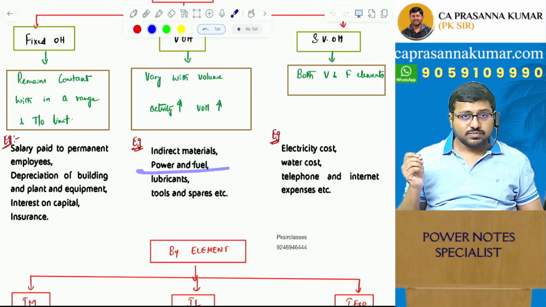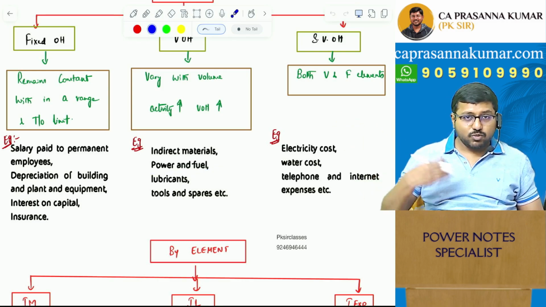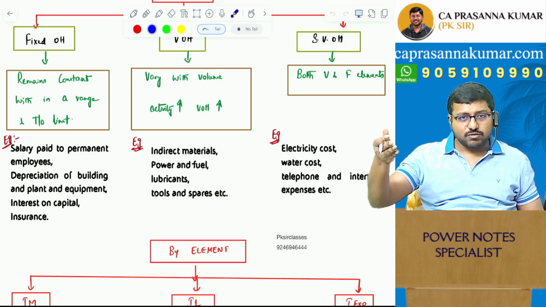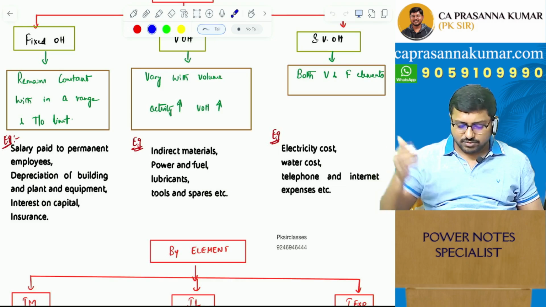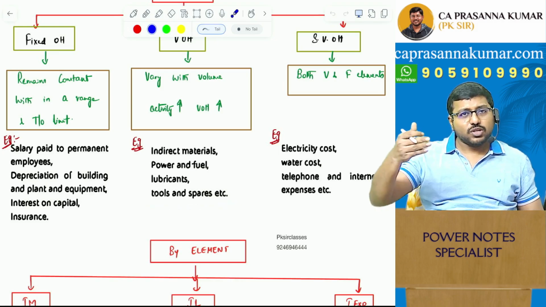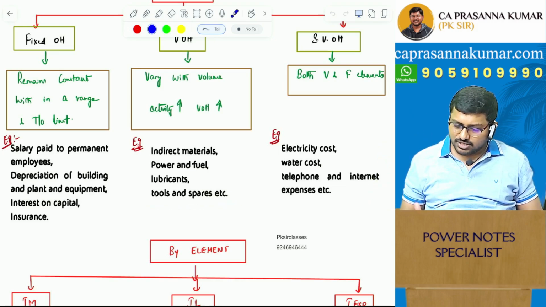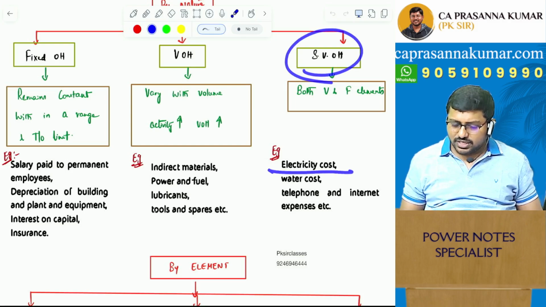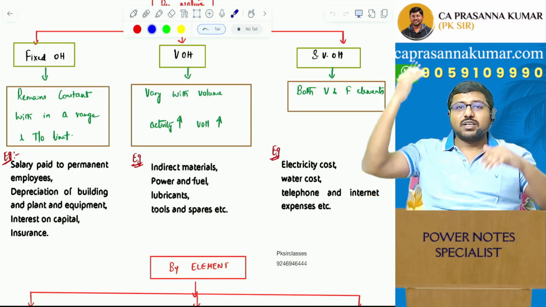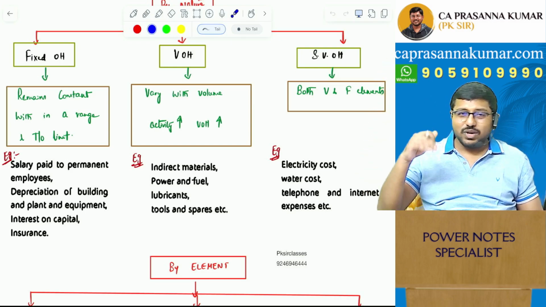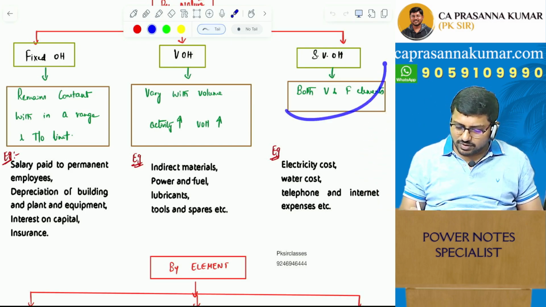Power and fuel. Obviously variable, because more the output, more the power, more the output, more the fuel, so variable. Lubricants, variable, more the output, more the lubricant consumption. Tools and spares, variable, more the output, more the tools and spares used naturally. Semi variable overheads, electricity cost, obviously, because you'll have a slab system, so to some extent it will be fixed, all of a sudden it will vary and stuff like that, and the varying also will not be proportionate. That's why it is semi variable cost.